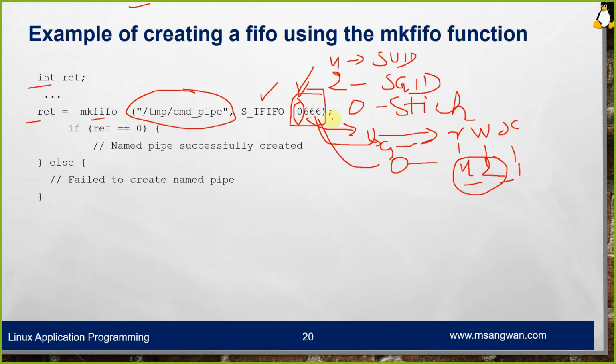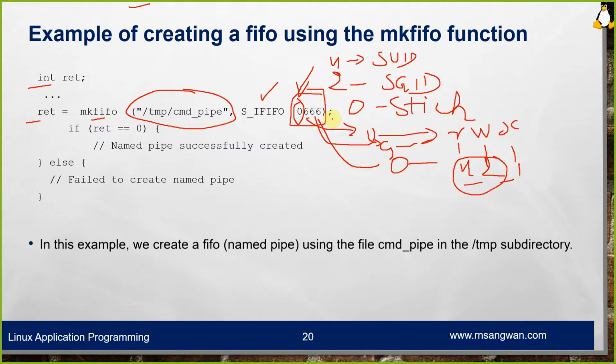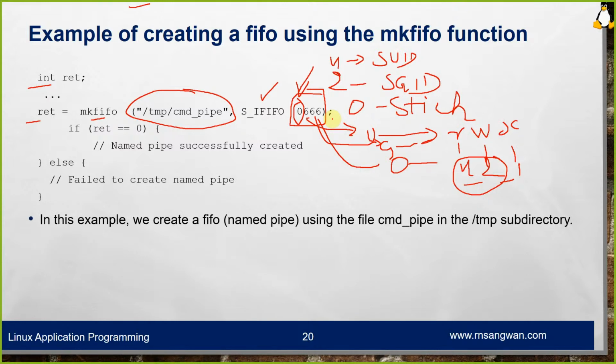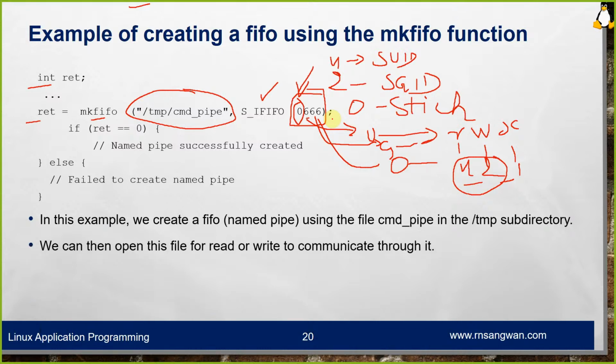If the return is 0, then the named pipe was successfully created, else it failed to create. This is just a snippet, not the complete function. An example is coming up next. In this example, we create a FIFO named pipe called cmd pipe in the temp folder. We can then open this file for read and write and communicate through it.